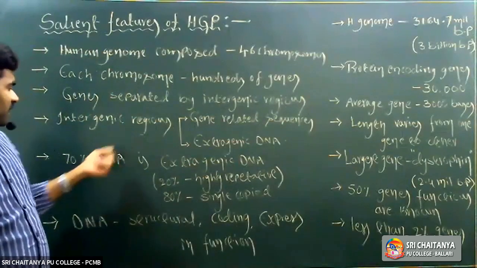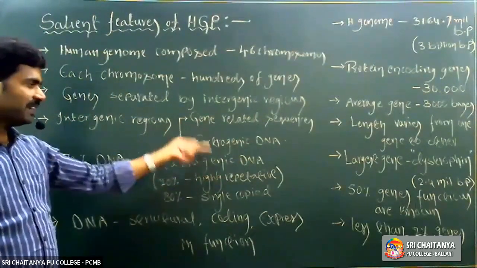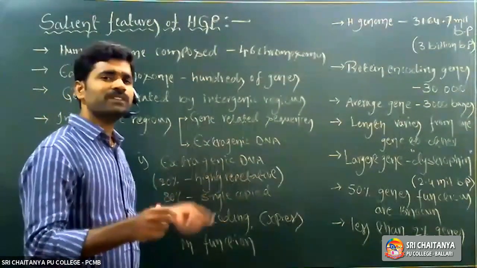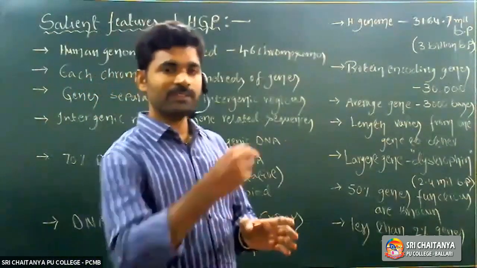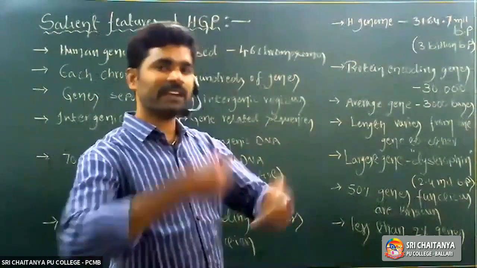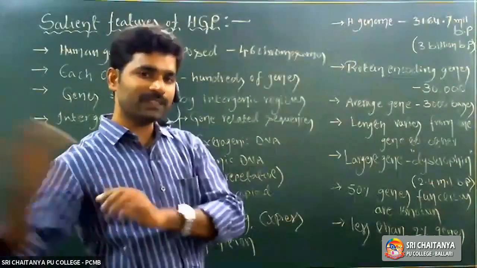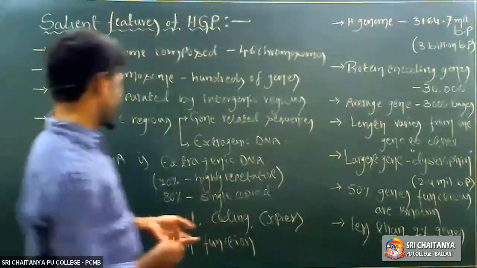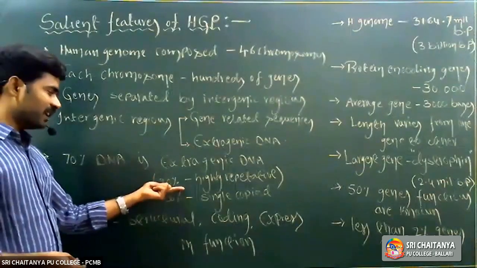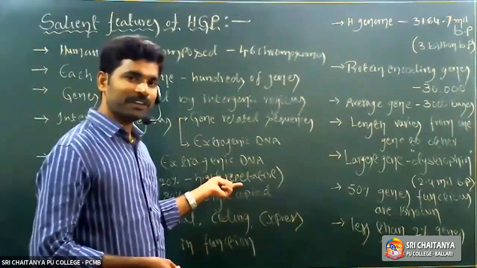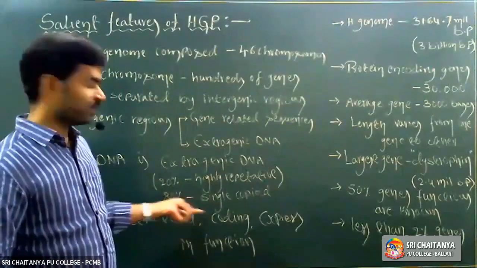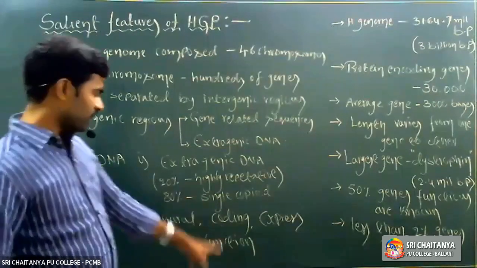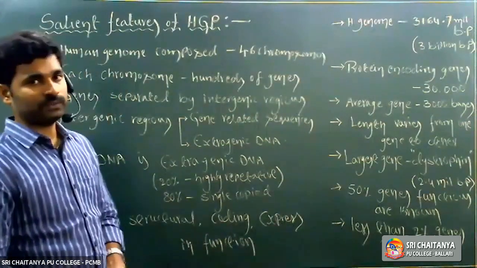70% of the DNA is extragenic DNA. It contains highly repeated DNA, meaning nucleotides like AGCT repeating again and again: AGCT, AGCT, AGCT. Those are highly repeated sequences. In that extragenic DNA, 20% of the genetic material is highly repetitive, and the remaining 80% is single copy. So DNA is structural, coding, and expressive in function.